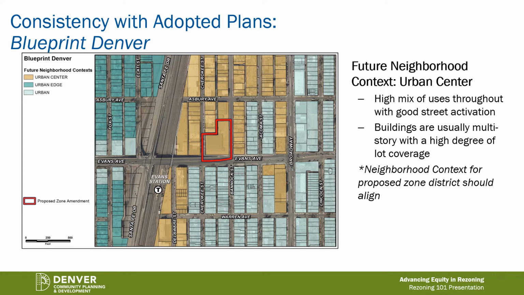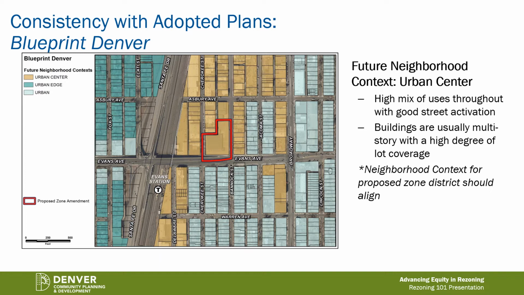This plan has a section where it identifies the future neighborhood context for areas. These neighborhood contexts correlate to the ones in the Denver Zoning Code. For our property, Blueprint Denver identifies the future neighborhood context as urban center. The plan describes this context as having a high mix of uses with good street activation, and that buildings are usually multi-story with a high degree of lot coverage.